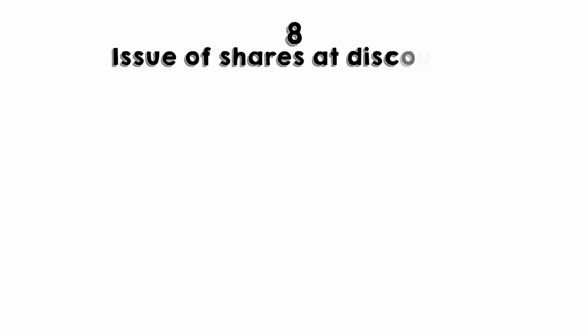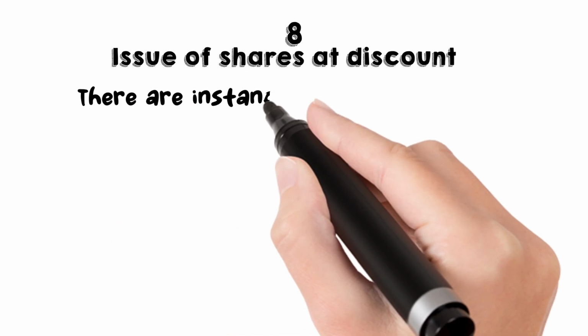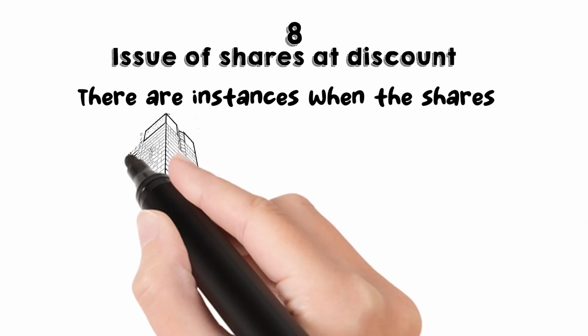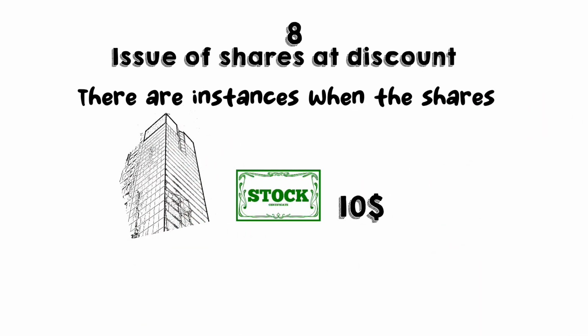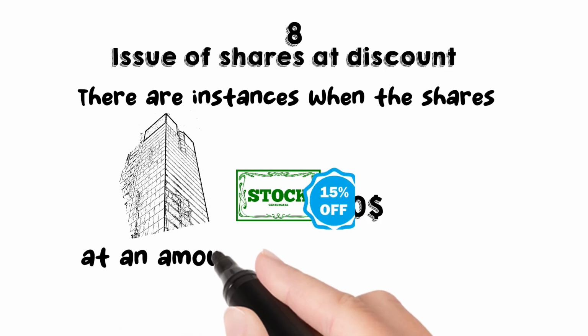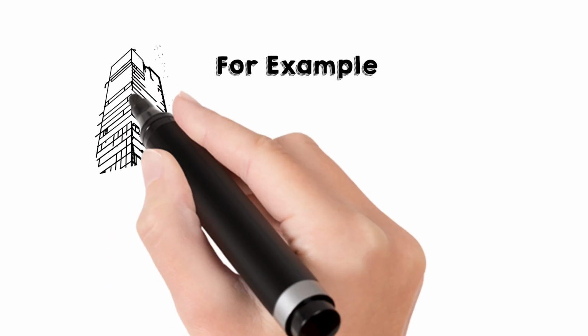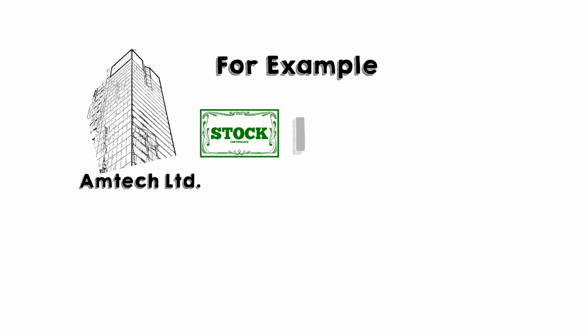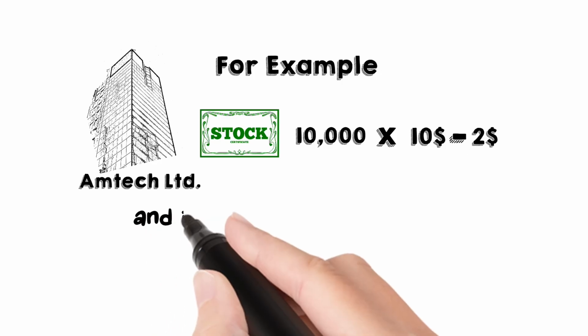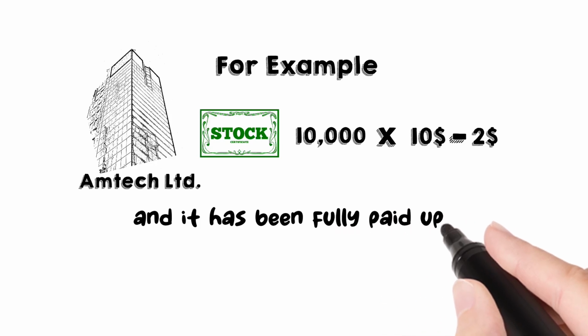Number 8. Issue of shares at a discount. There are instances when the shares of a company can also be issued at a discount, at an amount less than the nominal or par value of shares. For example, suppose a company issued 10,000 shares of $10 each at a discount of $2 per share, and it has been fully paid up.